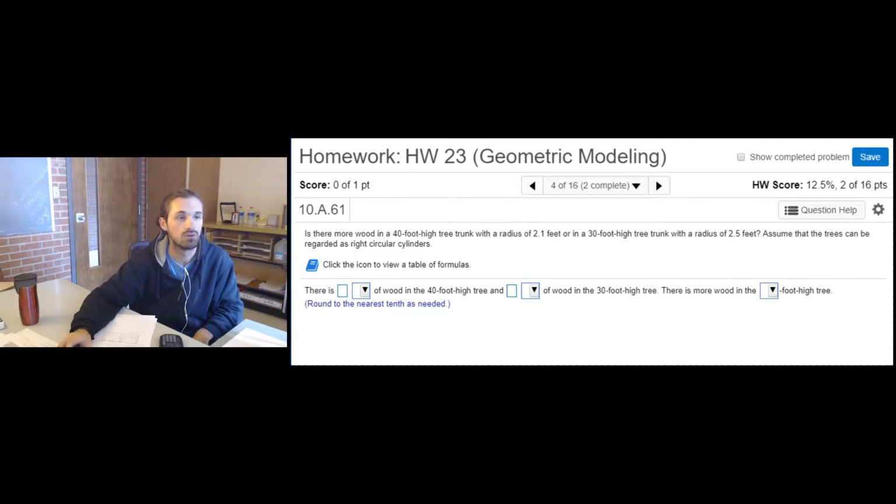We have, is there more wood in a 40-foot high tree trunk with a radius of 2.1 or a 30-foot high tree trunk with a radius of 2.5? Assume the trees can be regarded as right circular cylinders. All right. Let's see what we got going on.